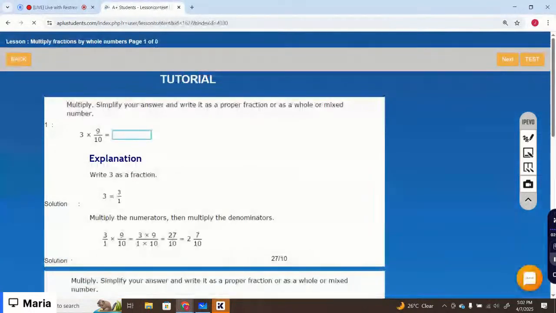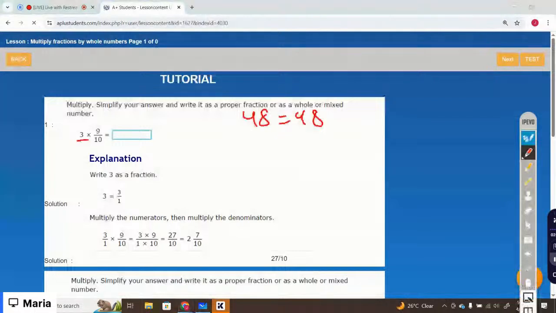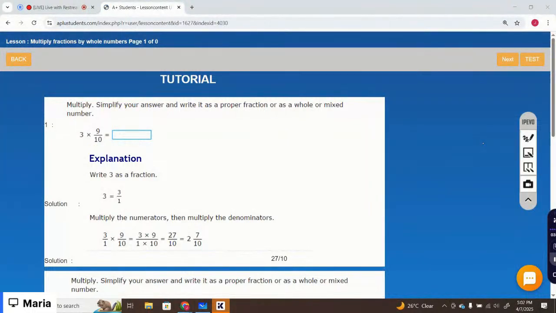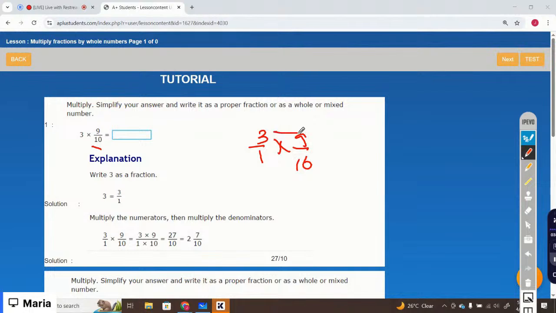3 times 9 by 10. 3 is a whole number and 9 by 10 is a fraction. So 3 times, that means its denominator is 1. Numerator times numerator, denominator times denominator. 3 times 9 is 27 and 10 times 1 is 10. So let's just divide. 10 times 2 is 20 and 7 is the remainder. That is 2 whole 7 over 10. The correct option is 2 whole 7 over 10.